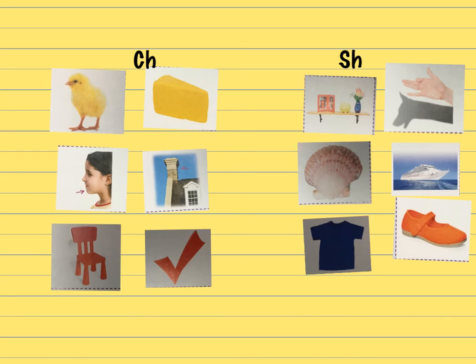So in our CH category, you should have chick, cheese, chin, chimney, chair, and check. Your SH category contains shelf, shadow, shell, ship, shirt, and shoe.